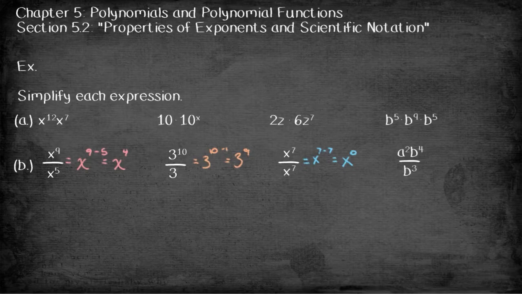And then fourth, we have this creature here, a squared times b to the 4th divided by b cubed. The only same exponent that we have is the b's. So for those guys, I'm subtracting 3 from 4. So give me a squared times b to the 4 minus 3 equals a squared b to the 1st.